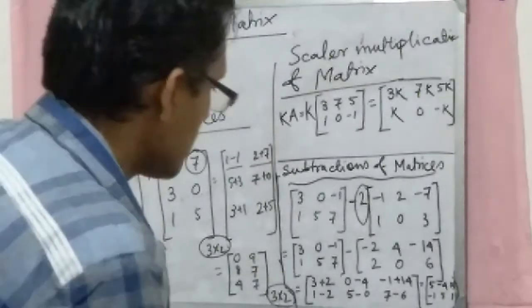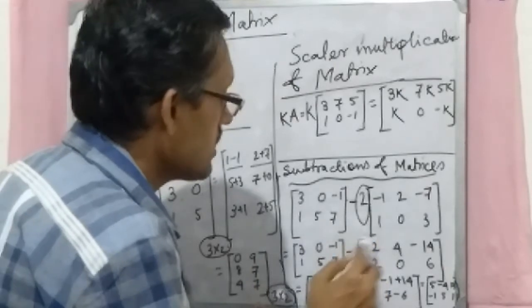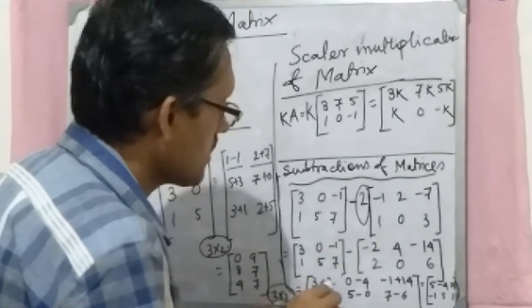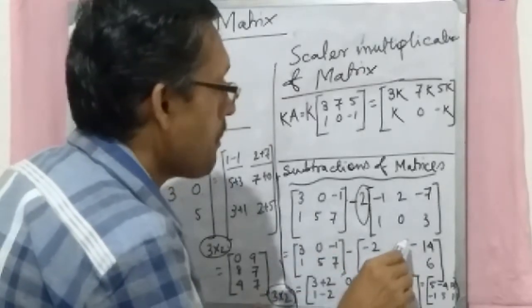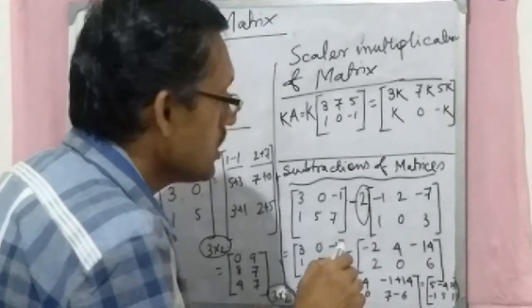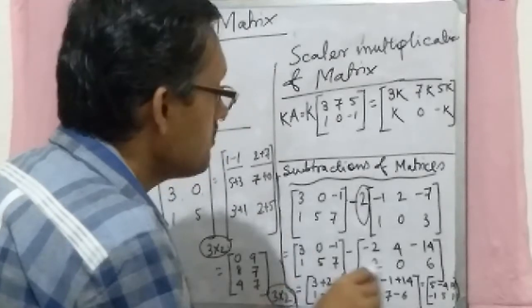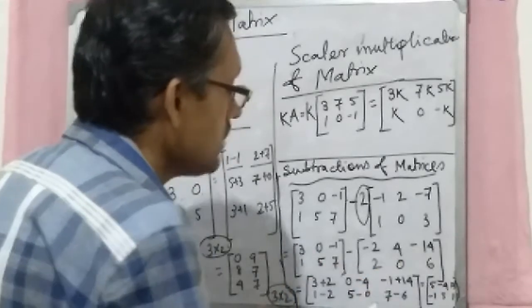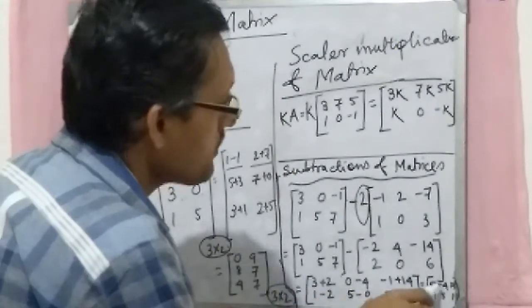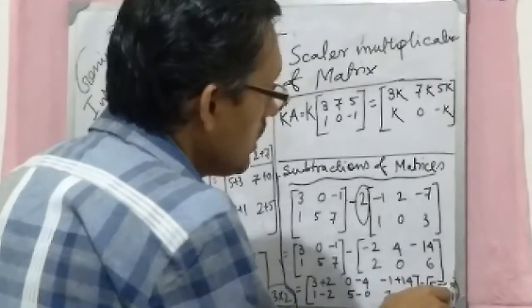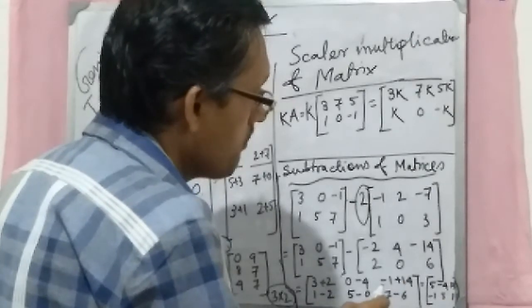After that, this 3 will be subtracted with this because it's a minus and minus, so it's a plus. 0, minus 4, minus 1, minus 14, minus, so it becomes plus. Now 1, minus 2, 5, minus 0, 7, minus 6. So the result came 5, minus 4, this is 13, this is minus 1, this is 5 and this is 1.